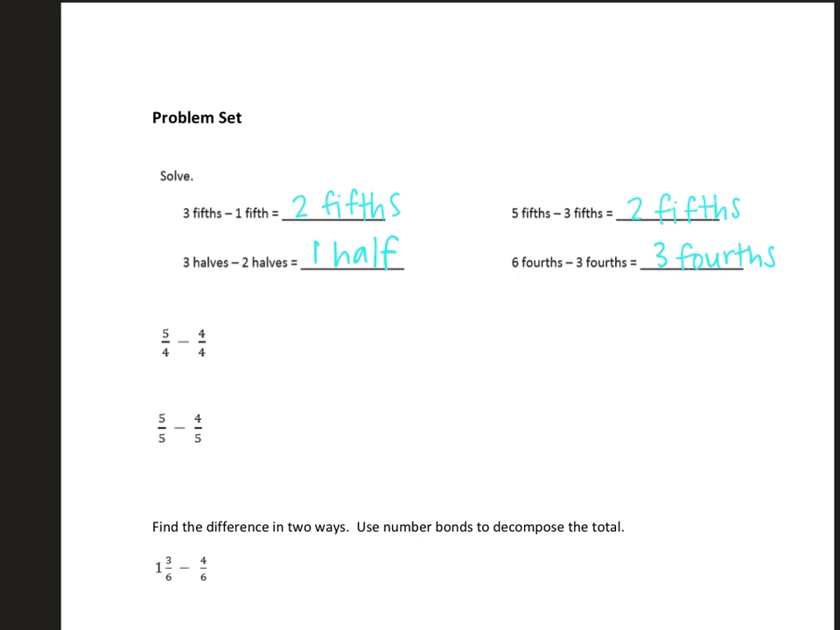All right, so now we are going to just subtract down here. Now they're doing it in fraction form. 5/4 minus 4/4. That's going to give us 5 minus 4 is 1, and then our denominator stays the same, which is 4. All right, now we have 5/5 minus 4/5, and that's going to give us 1/5.